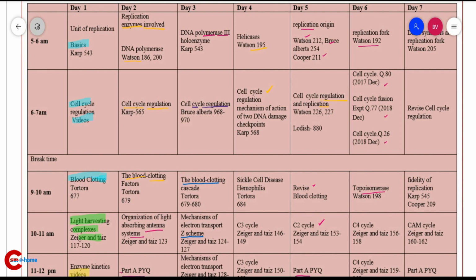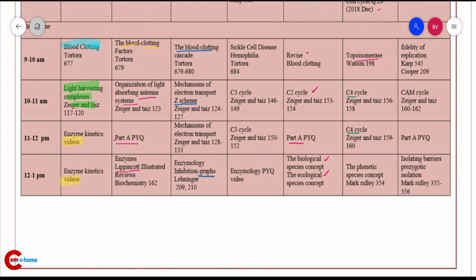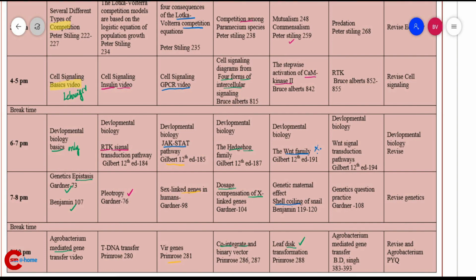Then 9 to 10 a.m., topoisomerase, Watson. Then C4 cycle, 10 to 12 p.m. Then 12 to 1 p.m., phenetic species concept. Then 3 to 4 p.m., predation. 4 to 5 p.m., RTK, Bruce Alberts, cell signaling. Then 6 to 7 p.m., Wnt signal transduction pathways, developmental biology, Gilbert.